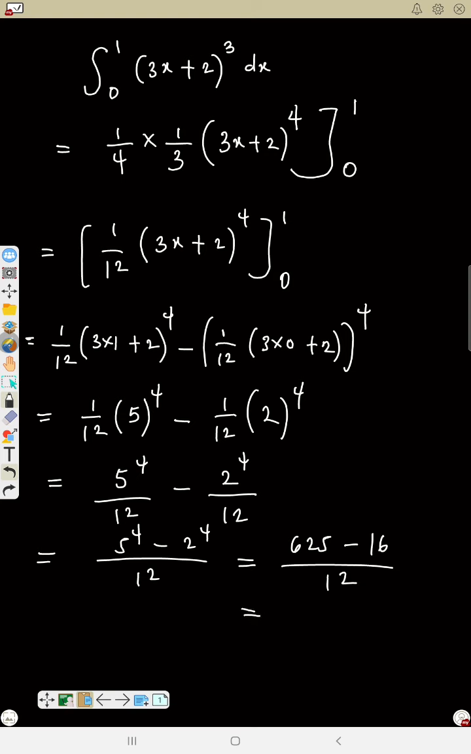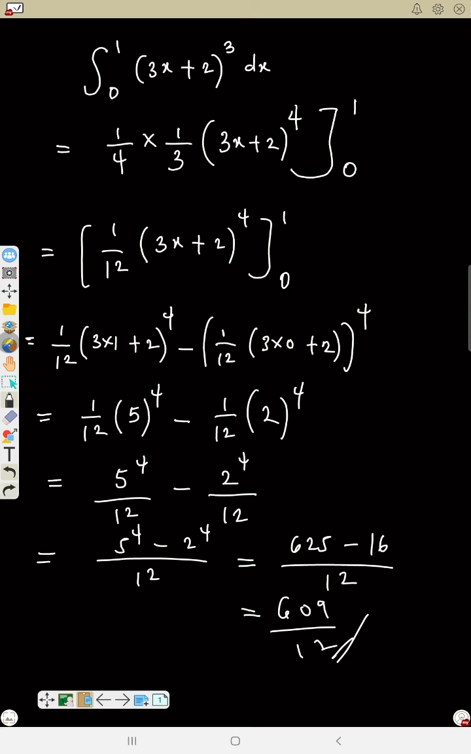You can press calculator for that. Now 625 minus 16. So what do you get? If you press your calculator very well, you should get 609. Then divided by 12. Answer. So that's the answer. Please watch again step by step. Just substitution from here. And we press calculator.